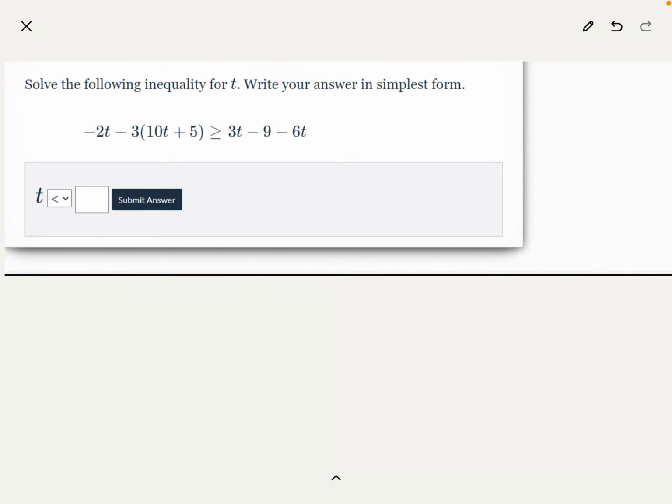I want to do a Delta Math question that's a little bit more complicated than the ones I've done using boxes and circles for inequalities. First thing you do, just like before, is you get rid of the parentheses. So this is going to be a negative 3 times 10, so it's going to be a negative 30t. Then it's going to be a negative 3 times a plus 5, so that's going to be a negative 15. And then we just write the rest of the inequality underneath.